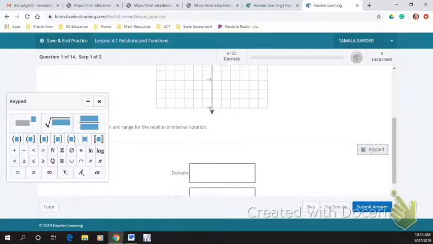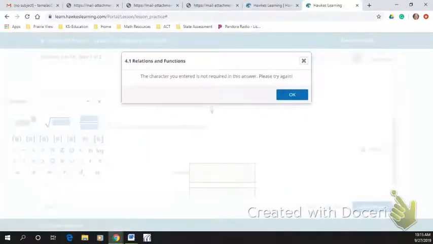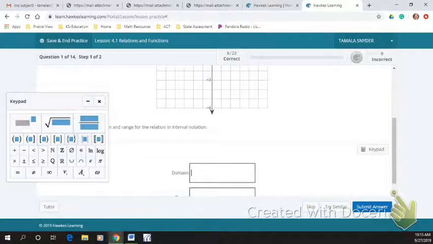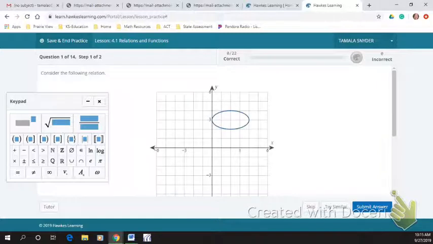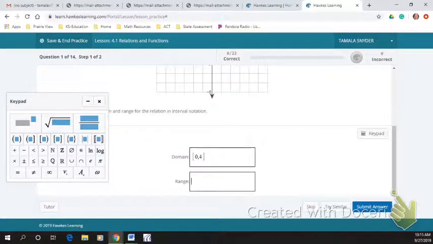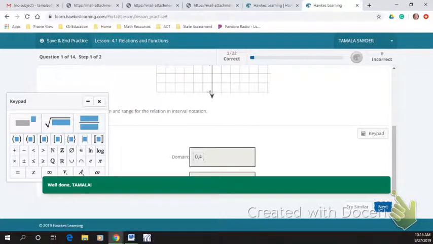So we would need the keypad, go bracket, bracket. It doesn't like that. Right here. Okay, so 0 to 4. And then for our range, where does this oval exist on the y-axis? 2 to 4. So I go bracket, bracket, 2 to 4. And there we go. Everybody okay with that? Okay, so we'll submit and we'll see what step 2 looks like.